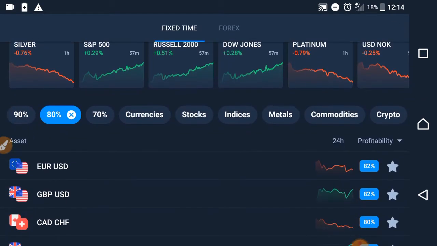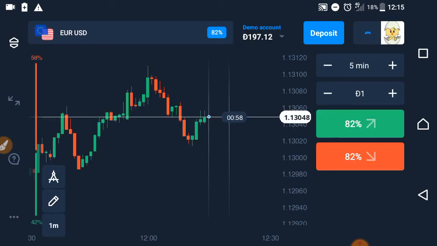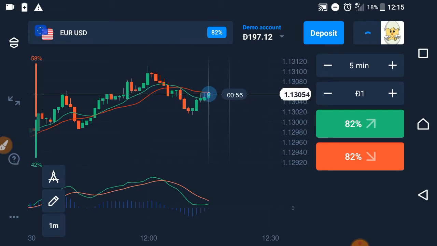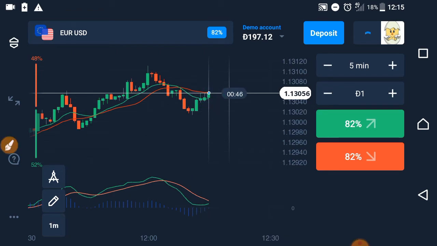So let's check out the Euro USD. Let's check out the Euro USD just for the purpose of this video. So currently we can see we are having a signal almost across on the MACD, almost across here. So let's just wait for the signal.